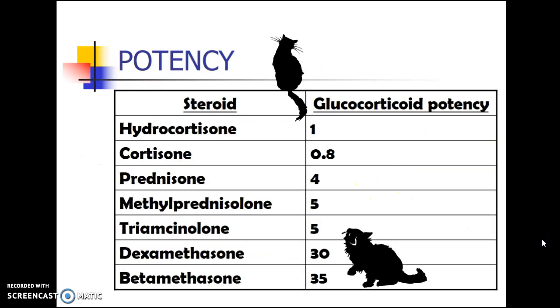So this is a chart of potency, and please don't memorize this, but it's just to give you an idea. It really goes along with the duration of action. So the drug appears more potent depending on the form that we're using. So at the very lower end, we have hydrocortisone and cortisone, and these terms are used somewhat interchangeably.